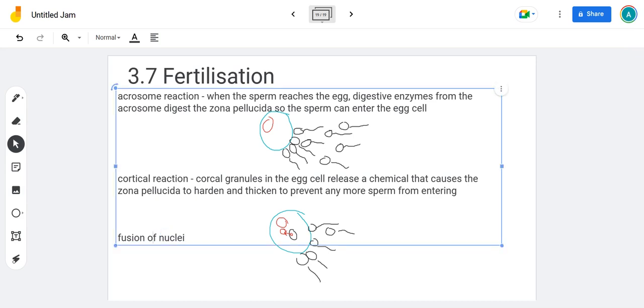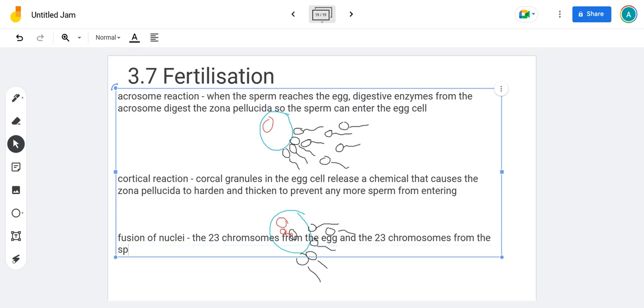That's the final stage of the three. Okay, so the 23 chromosomes from the egg and the 23 chromosomes from the sperm join to make a diploid, we call it now, because there's two of each chromosome. They're all going to be in pairs to make a diploid, we can call it.